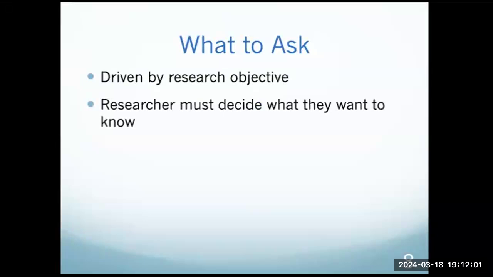Are you trying to describe something? Are you trying to explain something? Are you trying to predict something? Are you trying to control something? So once you've determined your research question, as a researcher, you need to think about your goal. Those 2 components are where your questions are going to be driven from, right? What do you want to find out from these people, right? The researcher must decide what they want to know.